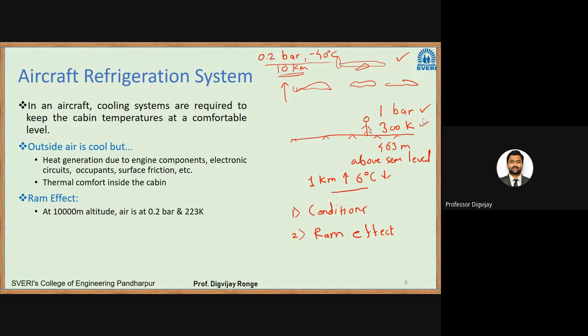So RAM effect at 10,000 meter altitude: air is at 0.2 bar and 223 Kelvin, roughly minus 50 degrees Celsius. Inside conditions are 1 bar and 300 Kelvin. Due to compression, because we are increasing pressure from 0.2 bar to 1 bar, temperature increases, and that value is given, 353 Kelvin. So that is heat addition to the cabin. You can see 350 is a very large value, roughly around 80 degrees Celsius. You don't want 80 degrees Celsius air thrown on your face.